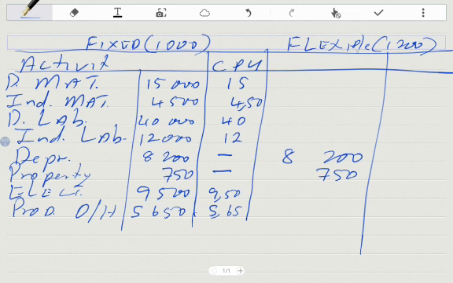After you've done this, you can develop your flexible budget at 1,200 units. So you'll simply say 15 times 1,200 units, and that gives you 18,000. 1,200 times 4.50, then on this side we'll have 5,400. 1,200 times 40, that's your 48,000. 1,200 times 12, then it gives us 8,000. No, it can't be 8,200.